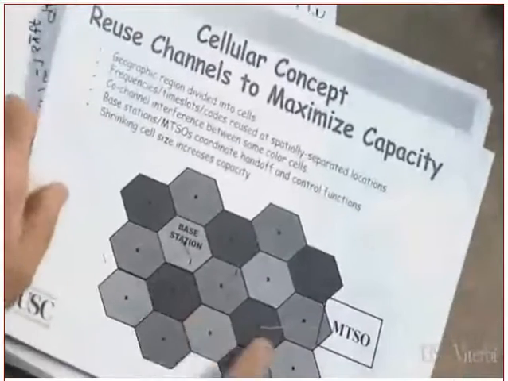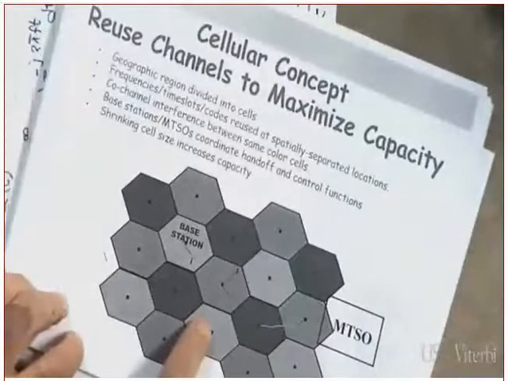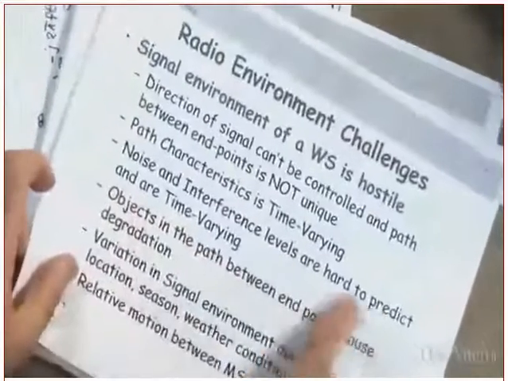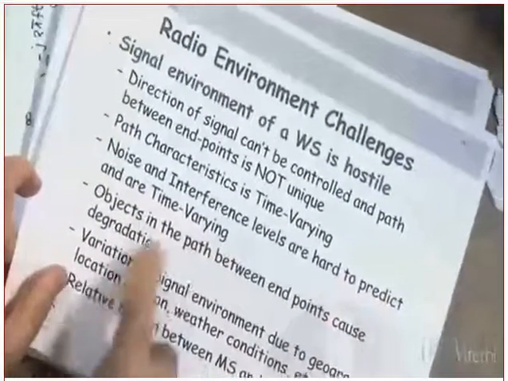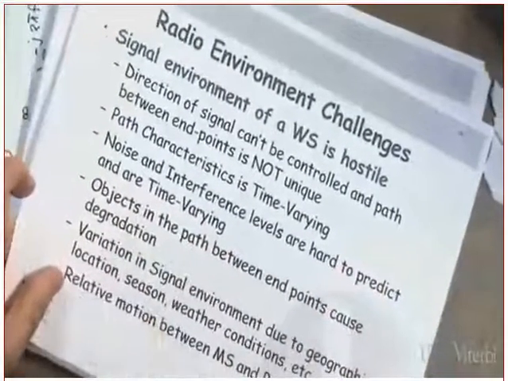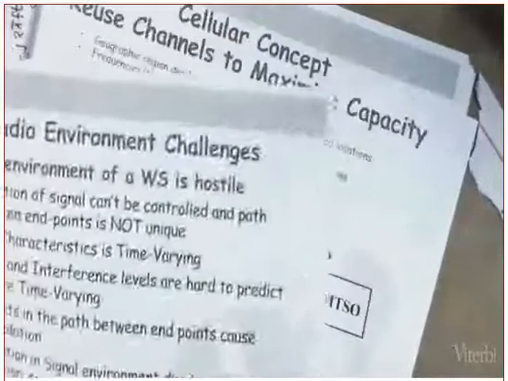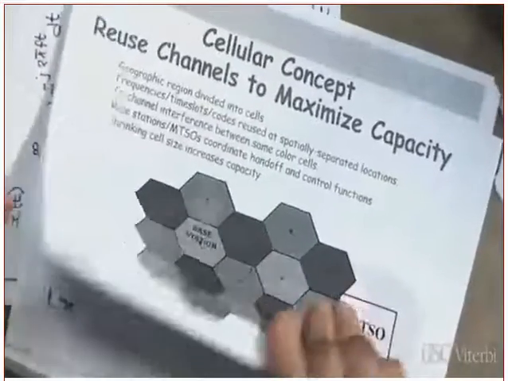Now, this is what I meant by co-channel interference. Clear? Okay, good. So again, the noise and interference level is hard to predict. They are time-varying objects all over the place. The signal is going to be varying based on the environment from one value to another.